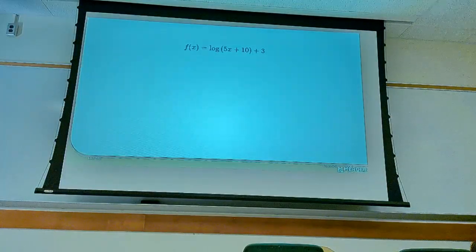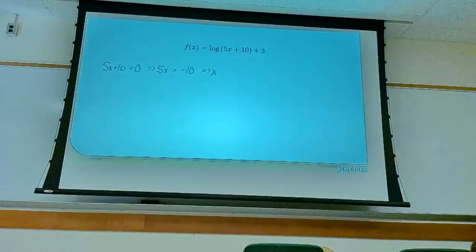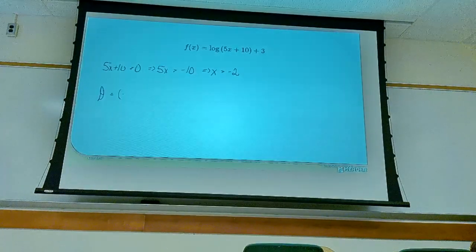Move that here. But it's plus x plus 2 is greater than 0. So 5x would be larger than negative 10, right? And so x is larger than negative 2. So the domain would be negative 2 to infinity, open.